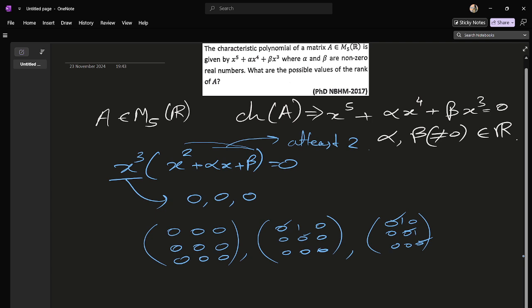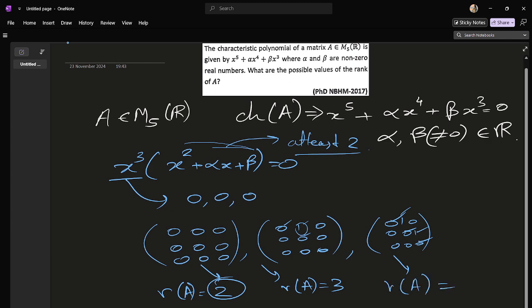So corresponding to the first possibility, the rank of A will be 2. In the next case, where this one occurs, the rank increases, so the rank of A can be 3. It's obvious, no? And in this case, where this one and this one occur, the rank of A can be 4.